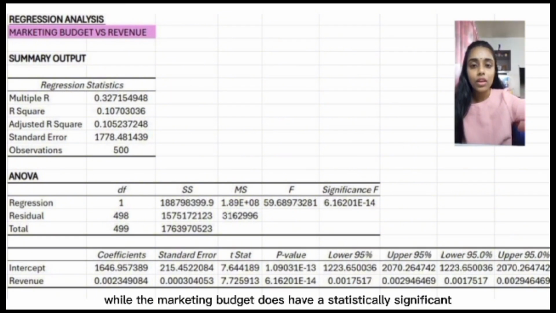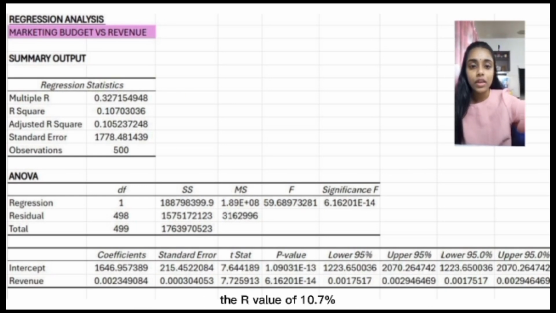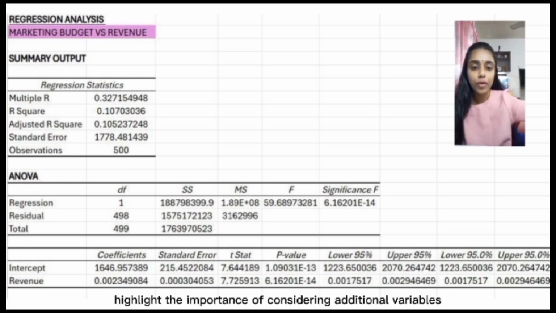To summarize, while the marketing budget does have a statistically significant effect on revenue, the impact is small, as seen from the low coefficient value. The R square value of 10.7% indicates that other factors outside of the marketing budget are likely playing a large role in influencing revenue. So this analysis highlights the importance of considering additional variables when analyzing what drives the revenue.